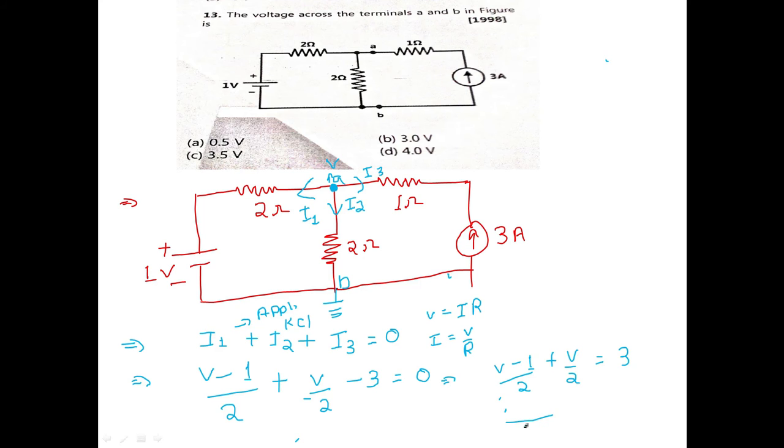If we take 2 as common, V minus 1 plus V is equal to 3. So again simplifying it, twice of V minus 1 is equal to 6. This 2 got multiplied by this 3. Now twice of V is equal to 7.